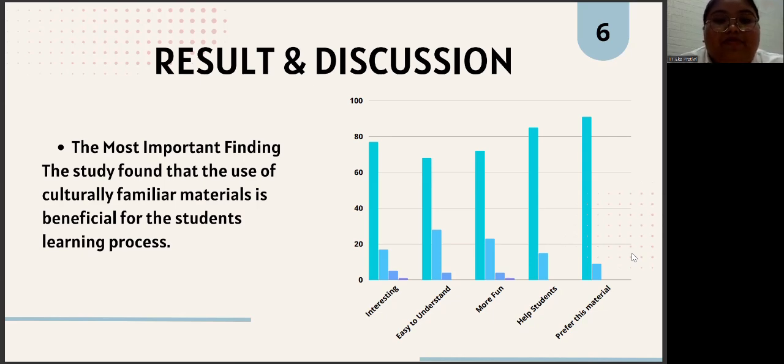Furthermore, the students prefer the new material rather than the existing material. The students found the new material more interesting, easier to understand, more enjoyable, and more helpful for learning English compared to the previous material.